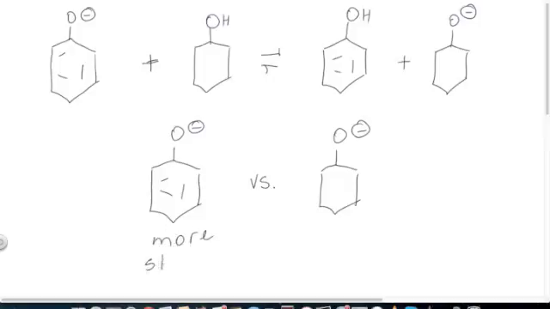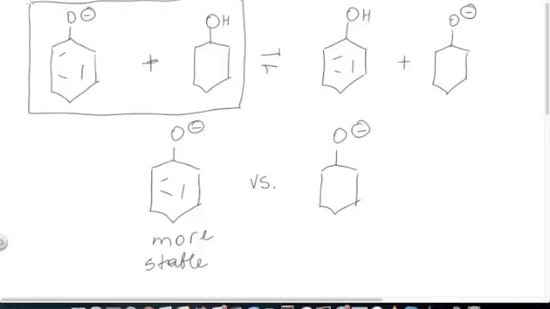and it's more stable due to resonance, right? So then the equilibrium will favor this side. If you're having difficulty with resonance, make sure to review this topic. In the meantime, I will show you how many resonance forms the phenoxide ion can have.